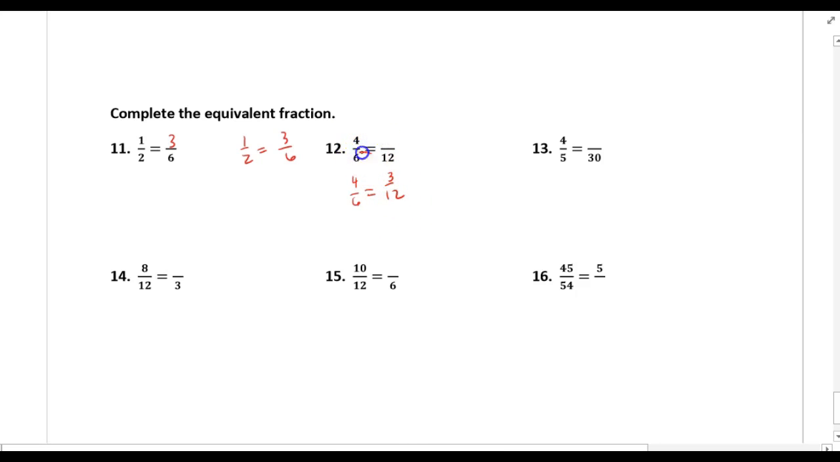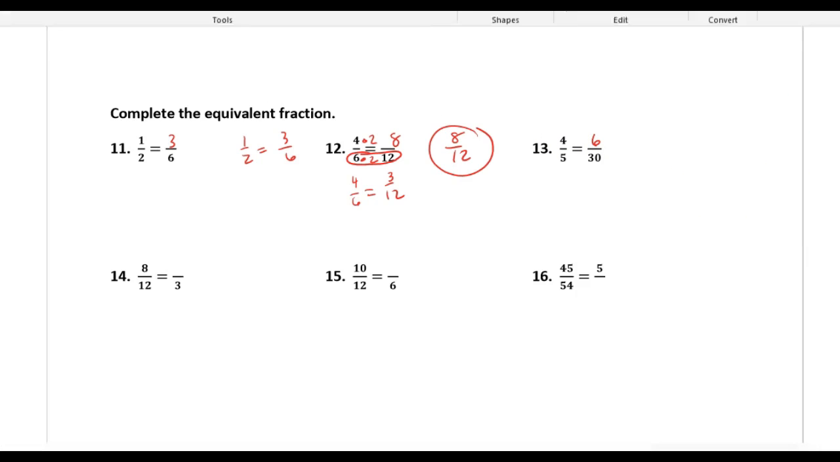But you have to remember, right? 6 times what would give me 12? 2. Which means I have to multiply the numerator by 2. So this would be 8/12 would be your answer. Okay? You did this on a couple of them.